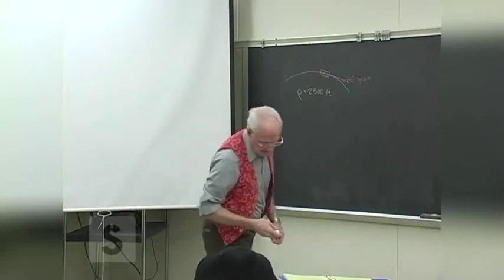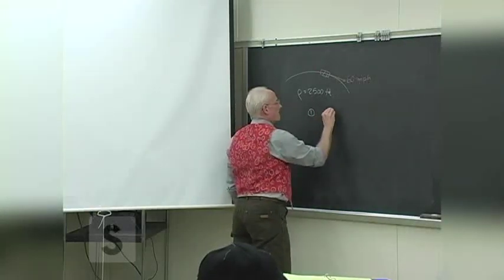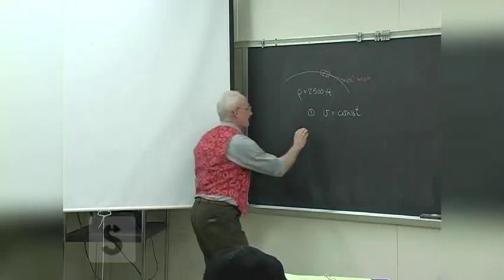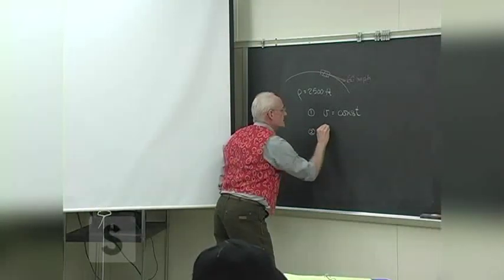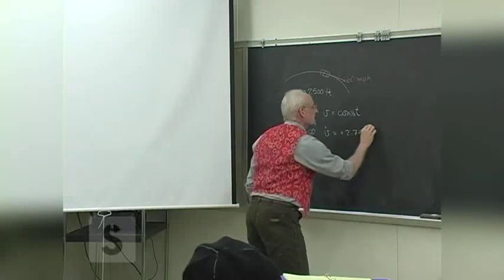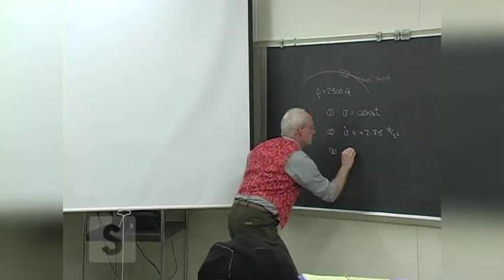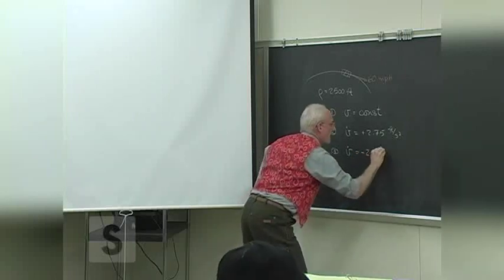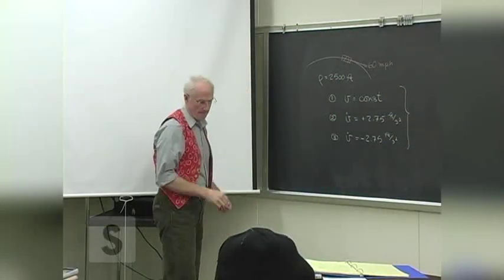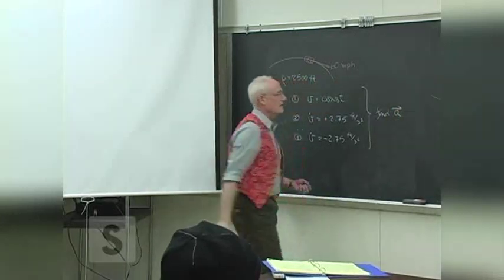Want to look at three cases. Constant speed around that curve. Increasing speed around the curve to the tune of 2.75 feet per second squared. And decreasing speed around the curve of the same amount. Find the acceleration.